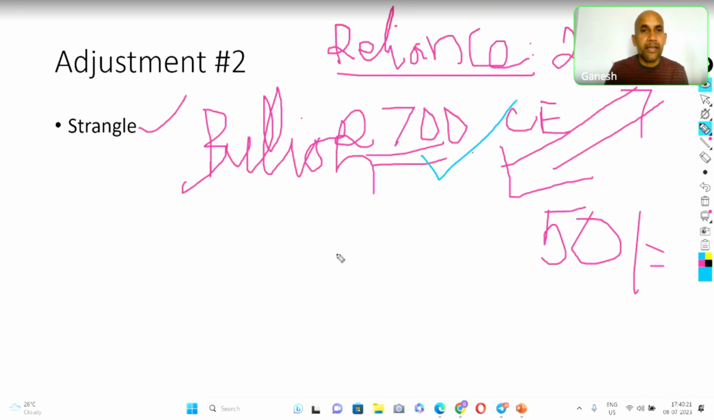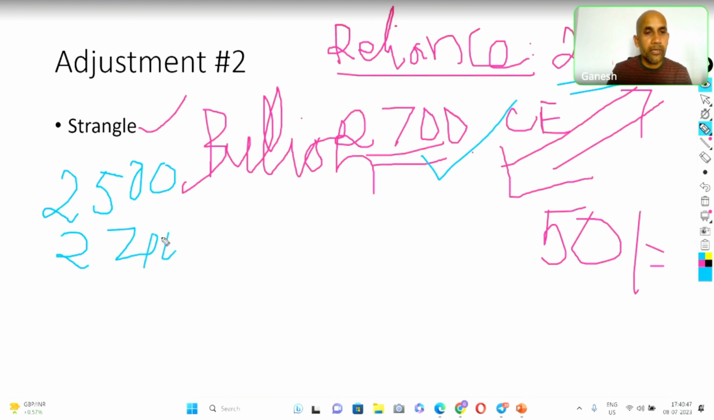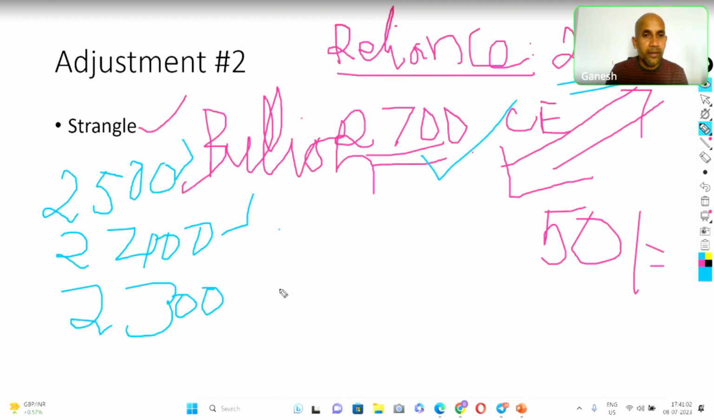Then come down a little bit, one or two strikes in terms of hundreds. Spot is 2,600. Not very near to that. The strikes are in hundreds multiples: 2,500, 2,400, 2,300. In the bullish scenario, Reliance can hardly come down to 2,500 or 2,400 or 2,300.